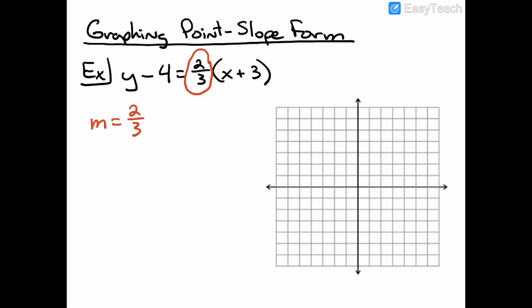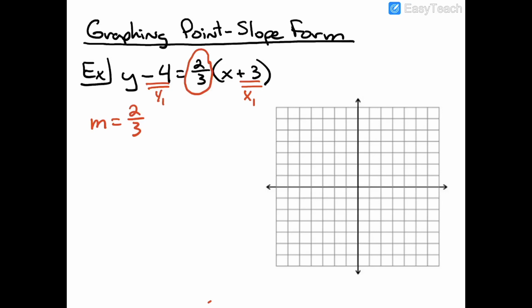The next thing you need to do is identify the point, which is on the line. The quantity x plus 3, you can take a look at that plus 3 right there, and that's going to be the x-coordinate of your point. You can take a look at the y minus 4. This is going to be the y-coordinate.